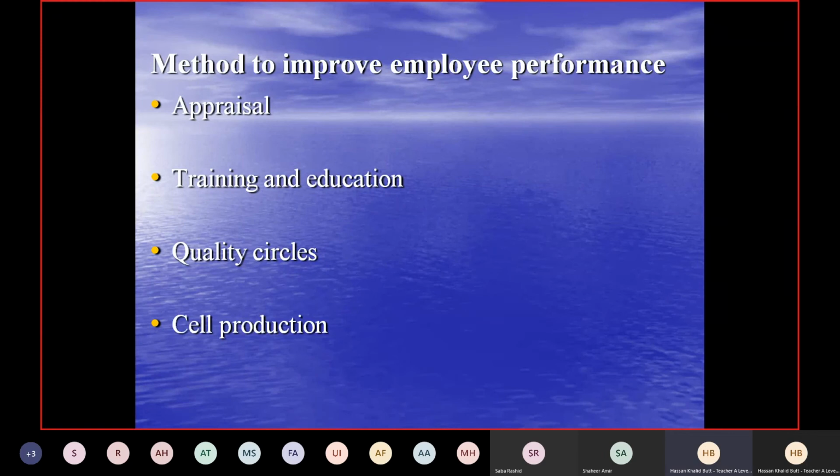Then cell production. Do you know what cell production is? Cell production is where it's just like specialization or division of labor. The work is divided into different cells. What are those cells? In each cell there is a group working, and their job is the same.